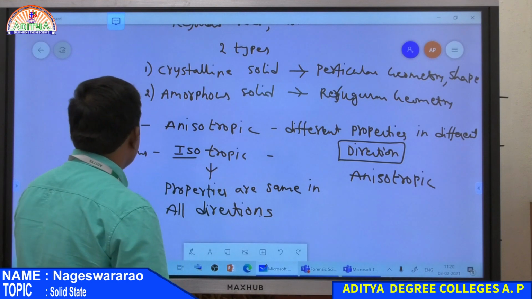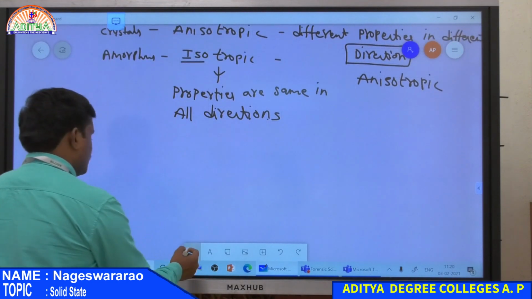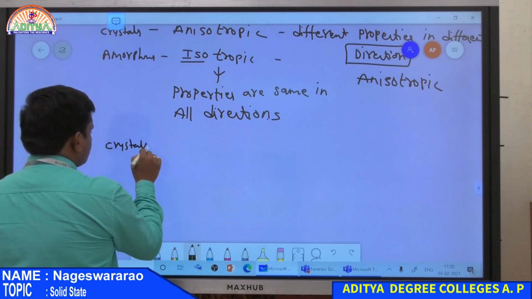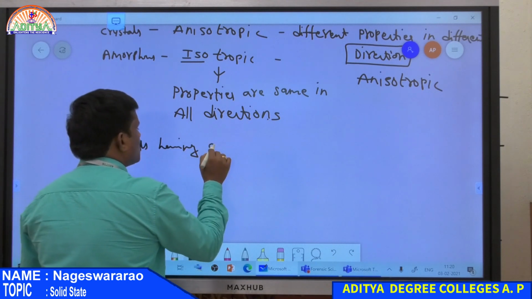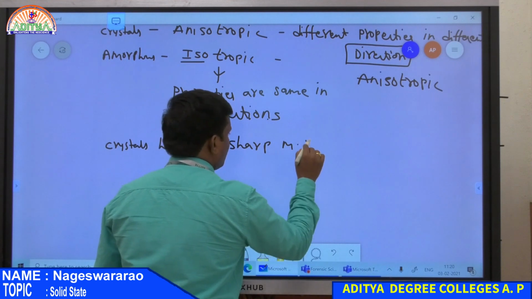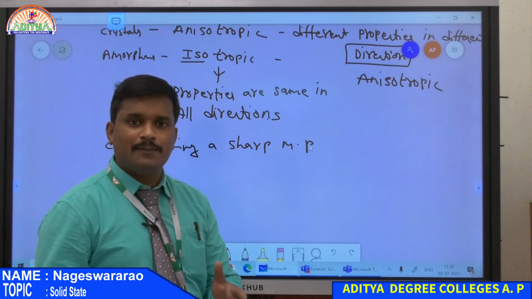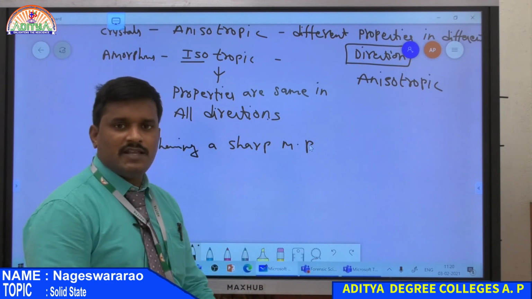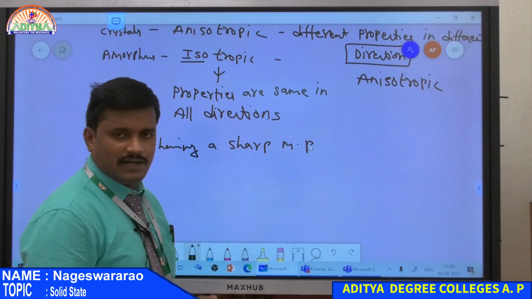And one more difference between crystal and amorphous is the melting point. Crystalline solids always have a sharp melting point. At that temperature, a solid is converted into liquid, so it has a particular melting point, and that is a sharp melting point.